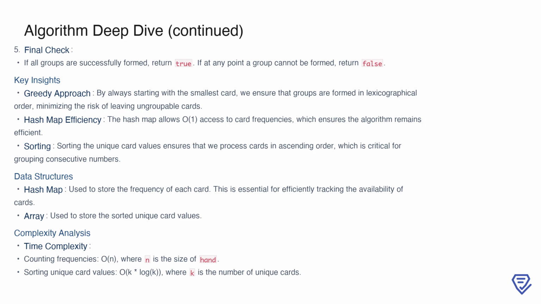For complexity analysis, the time complexity includes counting frequencies in O(n), sorting the unique card values in O(k log k), and forming groups in O(n). This gives an overall time complexity of O(n + k log k), where n is the total number of cards and k is the number of unique cards. The space complexity is O(k), due to the hash map used for storing frequencies.